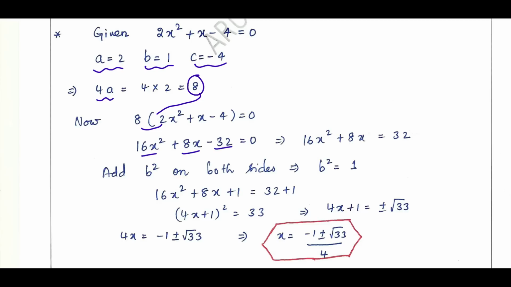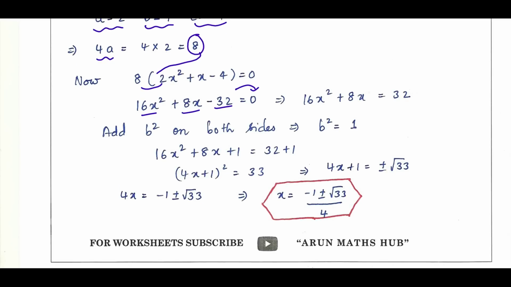Now shift the constant term to the RHS. What you get is 16x² + 8x = 32. Now add b² on both sides. What you get is 16x² + 8x + 1 = 32 + 1. Now this can be written as (4x + 1)² = 33. Now 4x + 1 = ± √33.